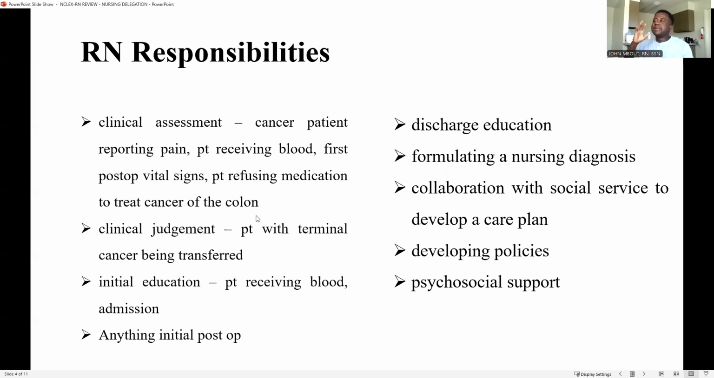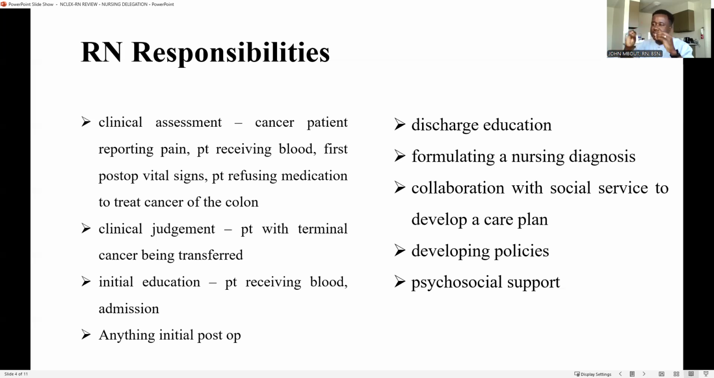The examples I've given you here are a compilation from various questions that I have gone through. When you find a question on delegation, you will see some of these examples keep appearing. That's why I'm telling you, get a pen and paper and take down notes in this area. Tasks that require clinical judgment, you don't delegate. You take care of it.